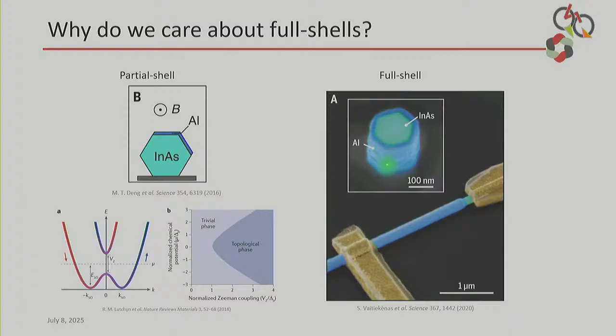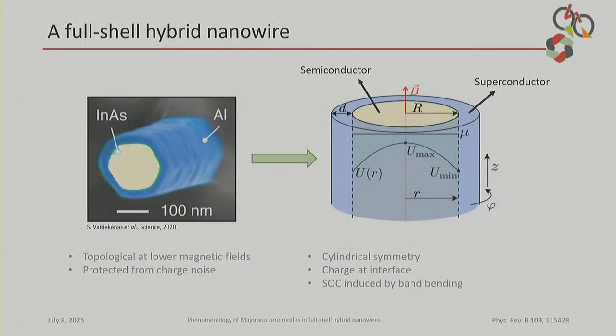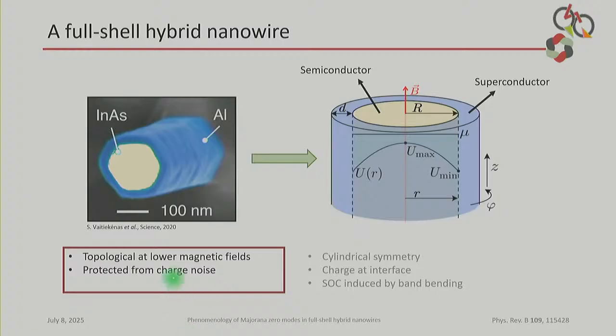And this is precisely what Sole Vaitiekėnas did in Charlie Marcus' group back in this beautiful paper in 2020. And this is the first experimental insight for what I'm going to talk about today. These wires, apart from being protected from charge noise, also have a topological transition at far lower magnetic fields than their partial-shell counterparts.